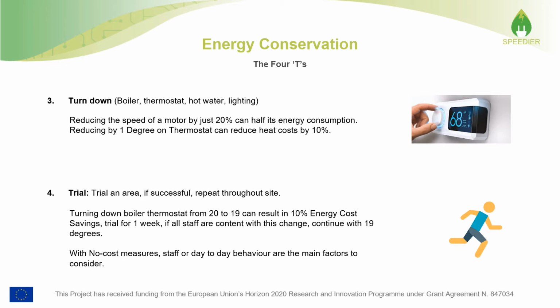And finally, the last T is trial. So trial an area. If it's successful, repeat throughout a site. So if you turn down a boiler thermostat from 20 to 19, this can result in 10% energy saving costs. Trial this for a week. And if all staff are happy with it, staff comfort should be at the forefront of all your problems. If staff are happy with the change, then continue with 19 degrees for the rest of the year.